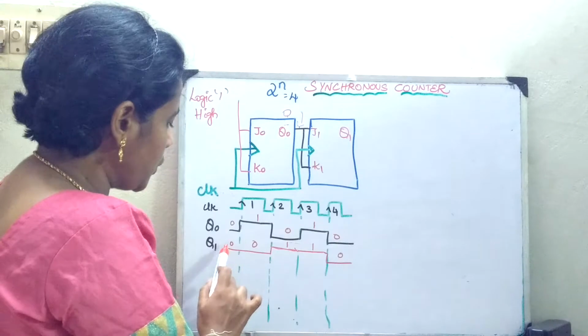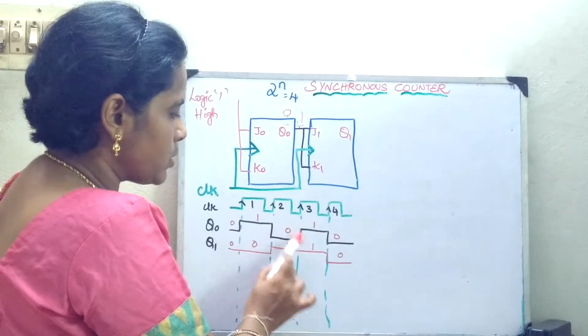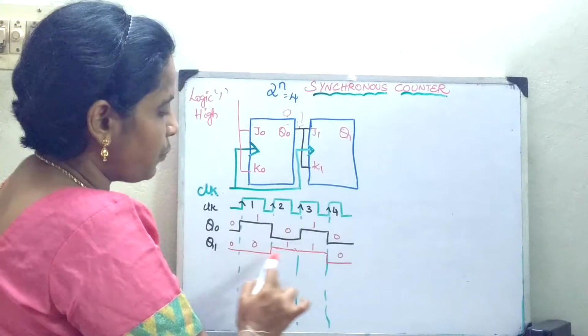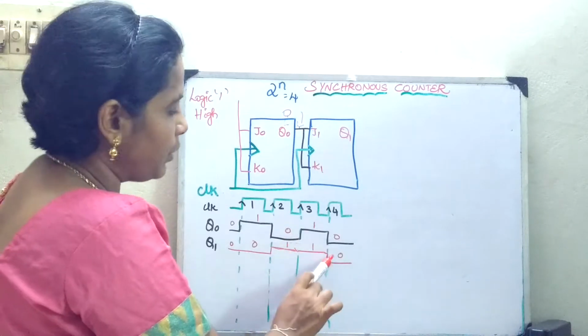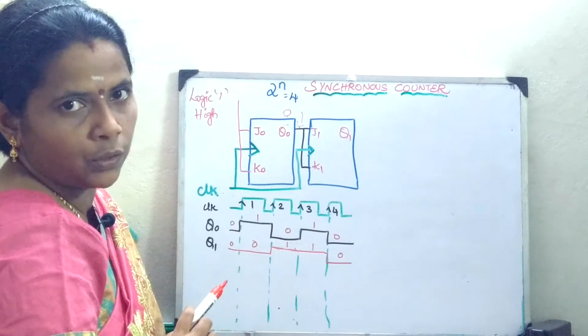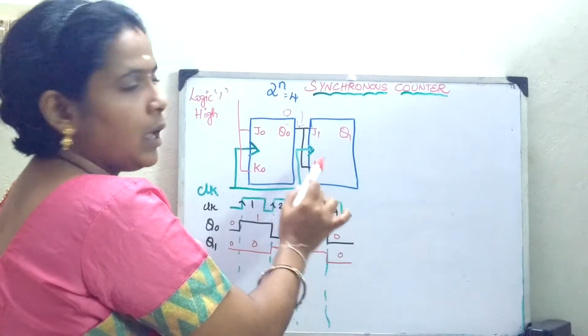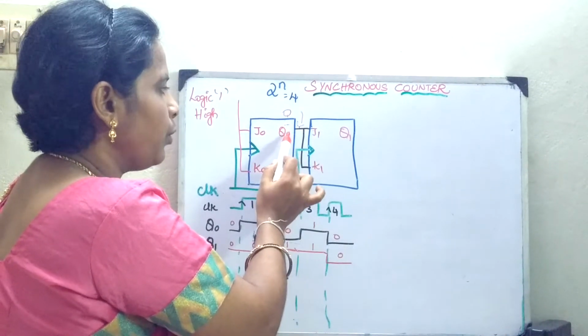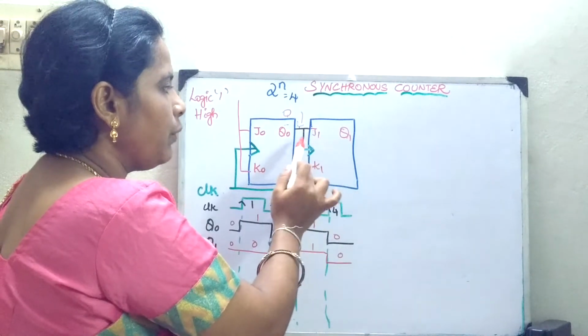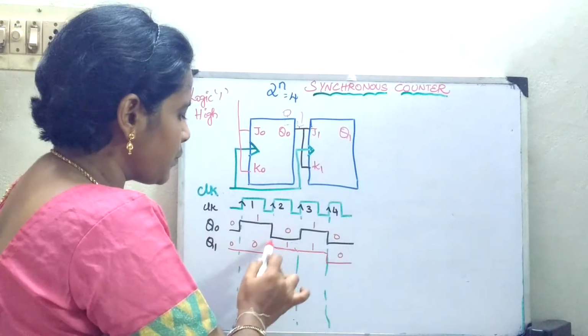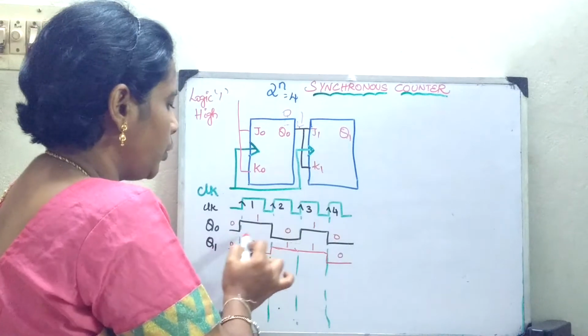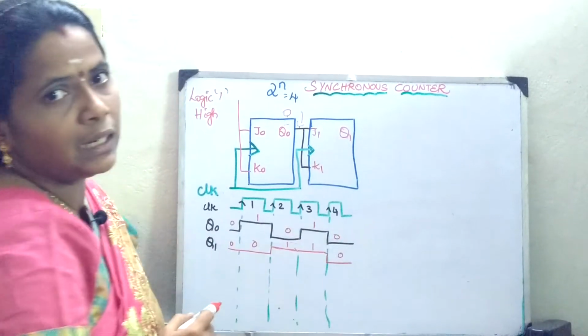Now what are the 4 conditions? 0 0, 0 1, 1 0, 1 1. So these 4 states it is able to count, and after that it resets to 0. We give the clock pulse to all the flip-flops, and the second flip-flop acts only when the input 1 comes to it. So it toggles for every 2 clock pulses, whereas the first output toggles for every single clock pulse.